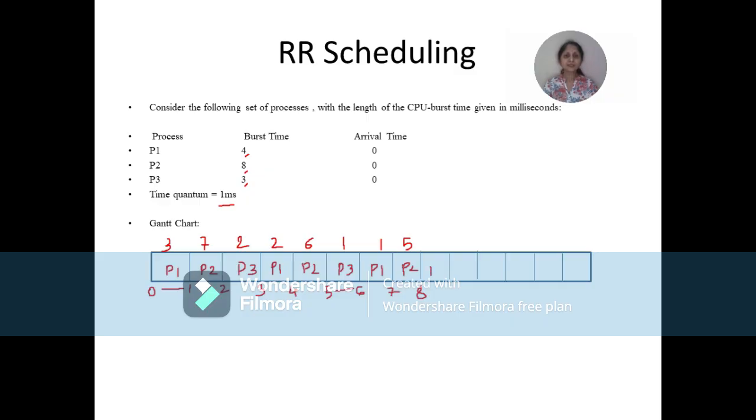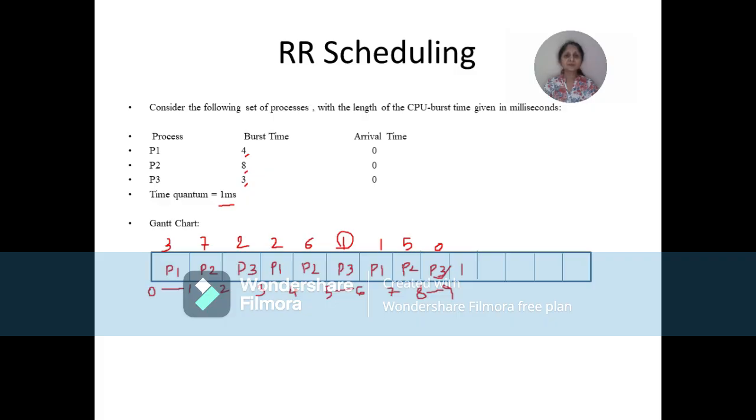Then process P3 gets a chance to get inside the CPU. After 1 millisecond, P3 has to stop. But if you see, after 1 millisecond, what is the remaining time of P3 to get fully executed? 0, because it was just having 1 millisecond and it got executed for 1 millisecond. So P3 is fully completed.